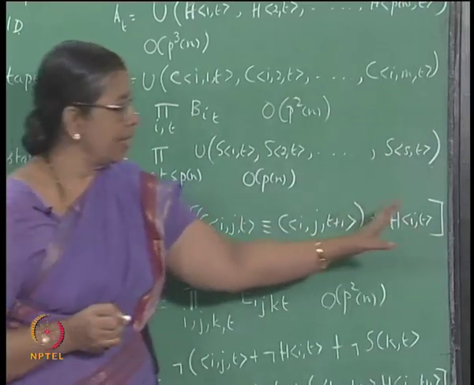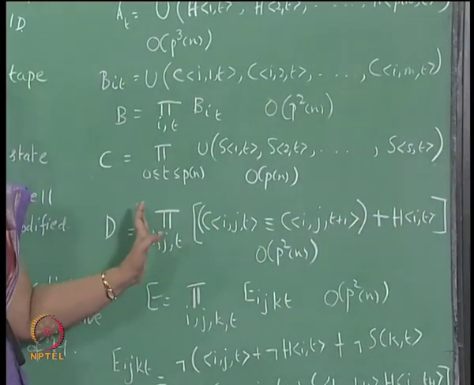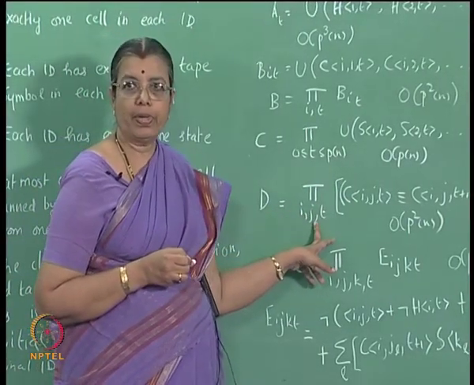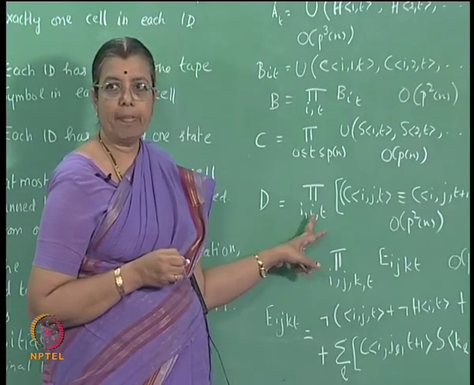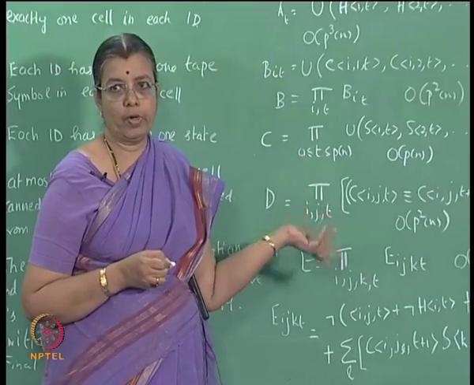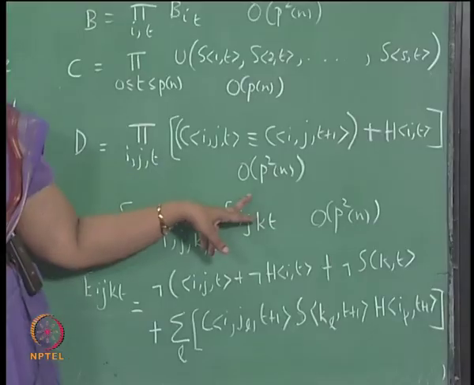Here again, the length of this is fixed, but you are taking the product over i, j, t. j will vary from 1 to m, which is a constant, but i and t will vary from 1 to p(n) and 0 to p(n) respectively. So, it is order p squared(n).